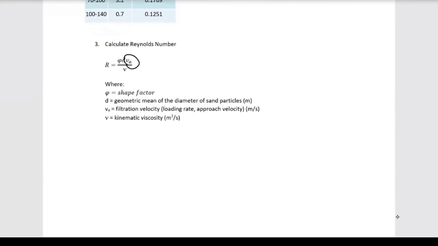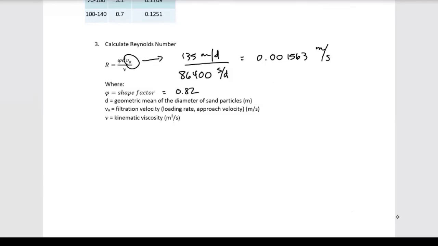So we'll use an approach velocity of 135 meters per day, but we need this in meters per second. So we'll divide by 86,400 seconds per day, and that is 0.001563 meters per second. You're told that the shape factor or the sphericity is 0.82. The kinematic viscosity is 1.307 times 10 to the minus 6 meters squared per second at 10 degrees C. And then D is the geometric mean.